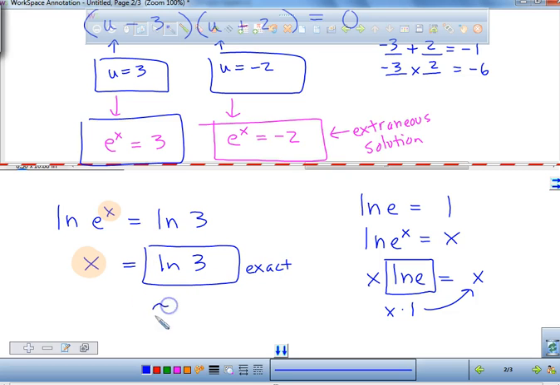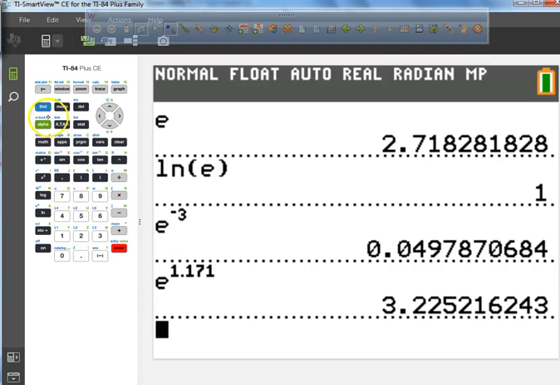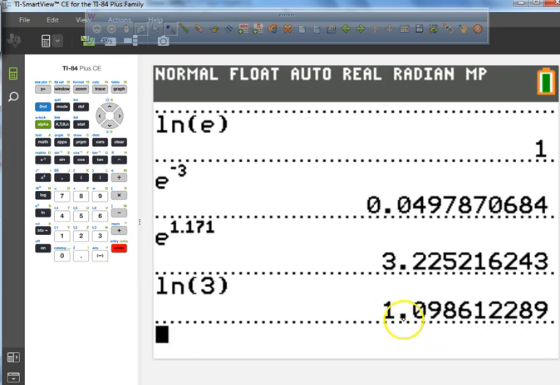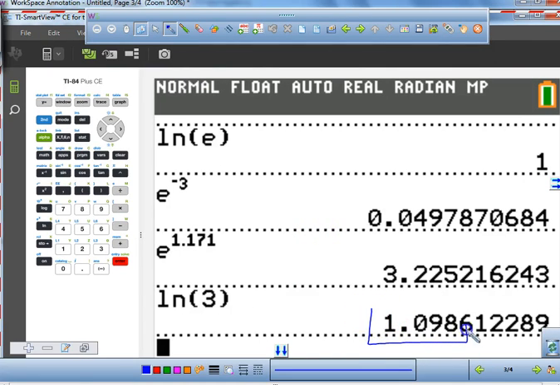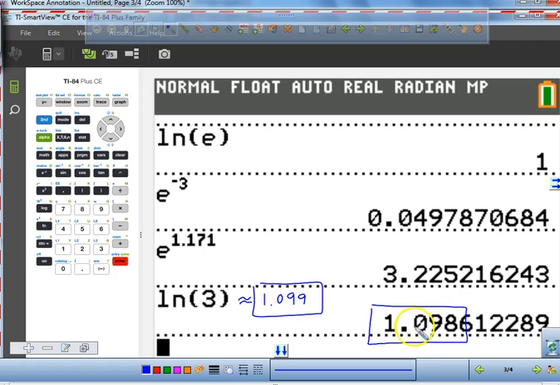Now, type that into the calculator and you will get an approximate value for the natural log of 3. So in the calculator, I'm going to type in the natural log of 3 and press enter. And what do I get? I get this really long number. I want you to just put that it's approximately equal to 1.099. That's good enough. That's your approximate value.